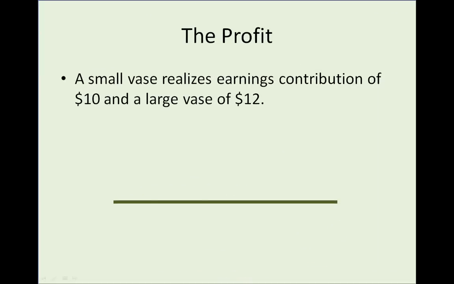The problem concerns a small manufacturer who produces two types of vases, small ones and large ones. At some point, the problem reads: a small vase realizes earnings contribution of $10 and a large vase of $12. Basically, this tells us that this is a profit maximization problem, and our objective function therefore is maximize 10 times S plus 12 times L. S is the production quantity of small vases, L the production quantity of large vases. This is the question we want to answer: how much do we want to produce of each?